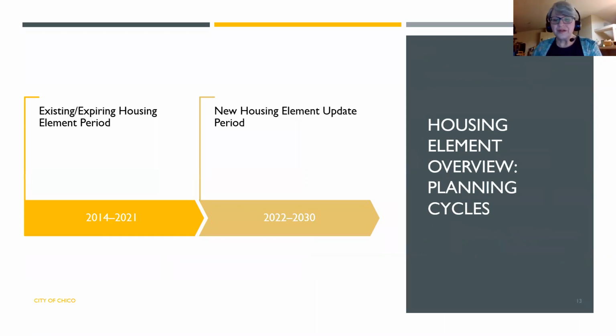I wanted to talk briefly about the planning cycle since we're going to be discussing that this evening in particular. So the existing and soon to be expiring housing element covered the period 2014 to 2021. The new housing element update period is for the period 2022 to 2030. So when you hear us refer to the 2014 housing element, that's what we're referring to. We're referring to the one that exists but is soon going to expire.